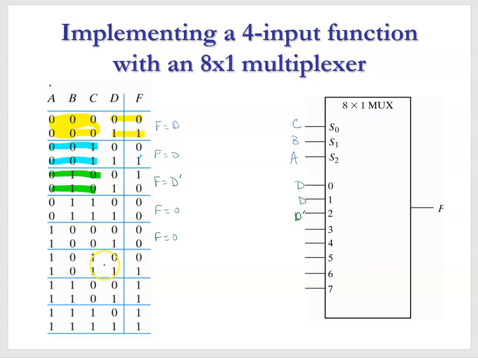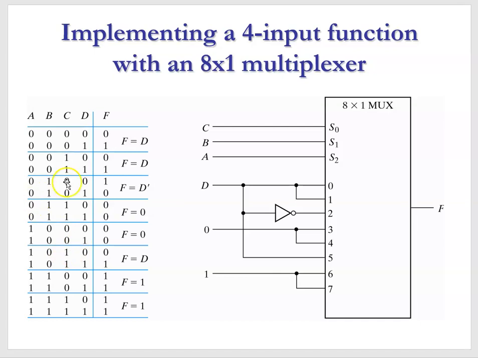Once again, here, F is equal to D. F is equal to 1. And F is equal to 1. So we get a 1 at 7, a 1 at 6, a D at 5, a 0 at 4, and a 0 at 3. So understanding the process, it's easy enough to design this way.